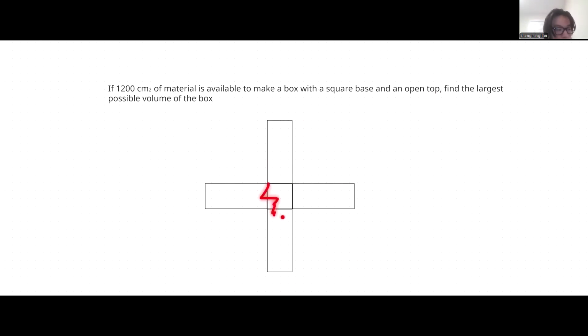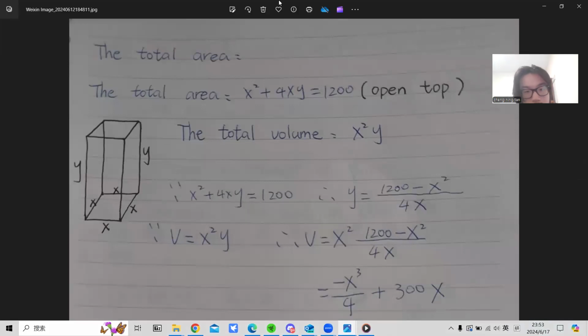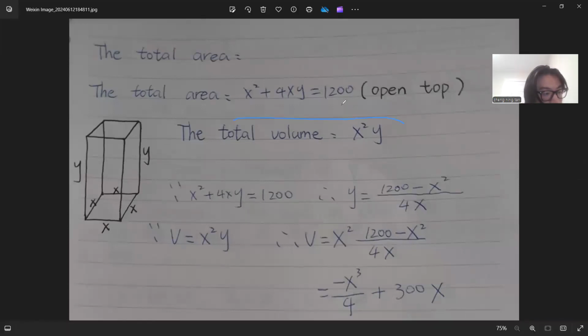We let one side of the square be x and the side of the rectangle be y. The area of a rectangle can be calculated by multiplying one side by another side. So we can get the following formula. Because the question is asking for the maximum value, we can also express the volume using x and y.